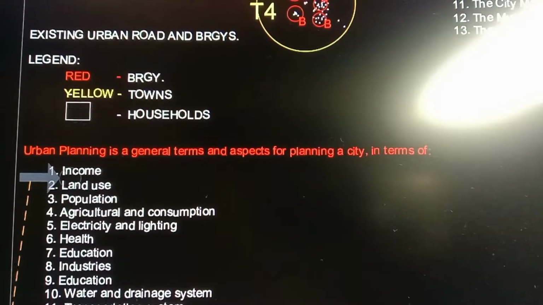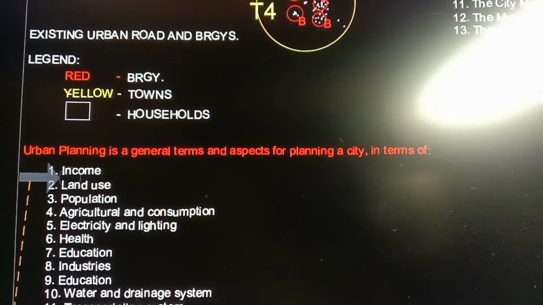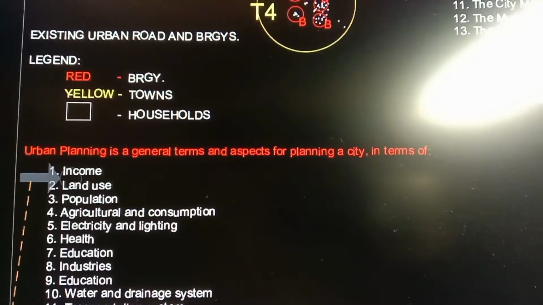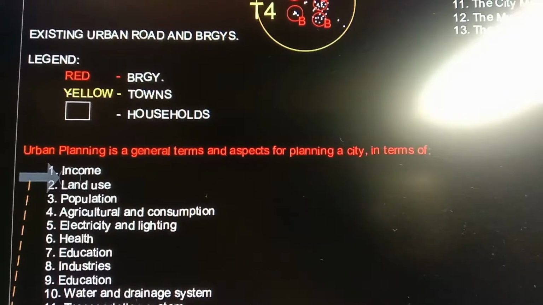And all those, for example, high-rise buildings, will also be segregated because they must be in groups. You cannot mix high-rise buildings with low-rise buildings. So it must be in proper planning. That is why a city needs an urban planner. Okay, so that is one of the requirements of a city. Okay, another one.